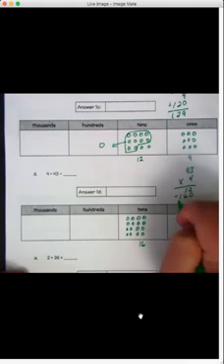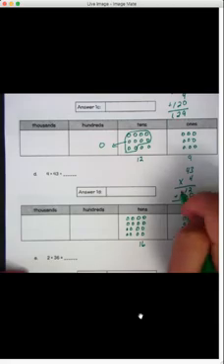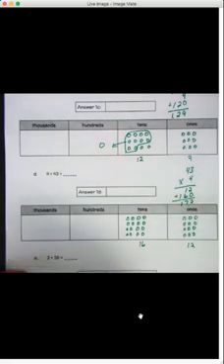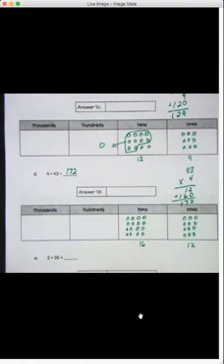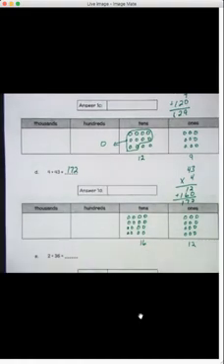And now we add. 2 plus 0 is 2. 1 plus 6 is 7. Nothing plus 1 is 1. So the answer is 172. But it doesn't look like 172 here, does it?